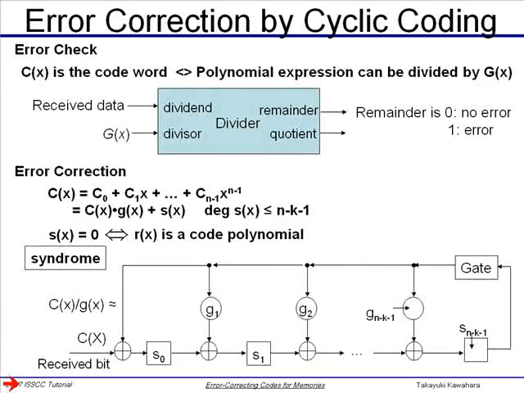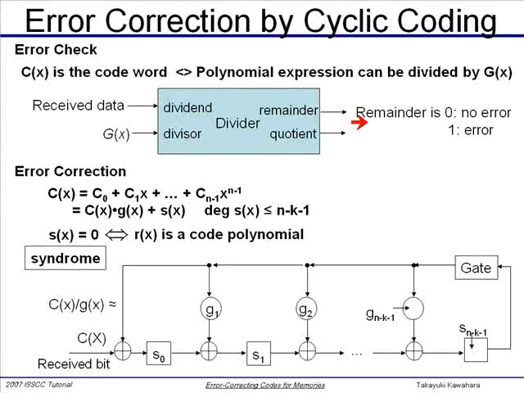So how to check the cyclic code? The received data is divided by g(x). The original data is completely divided by g(x). Therefore, if an error occurs, we cannot divide completely, and we have a remainder. If we have completely divided, there's no error. In such a means, we can check whether an error occurred or not.